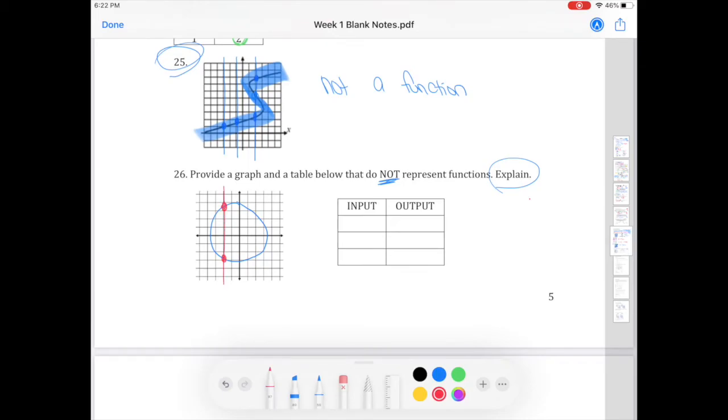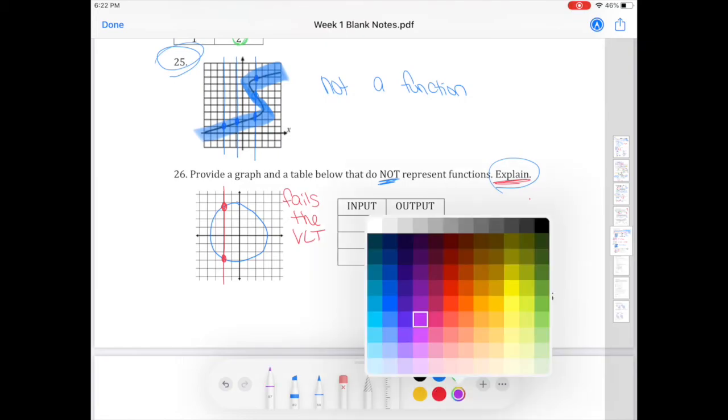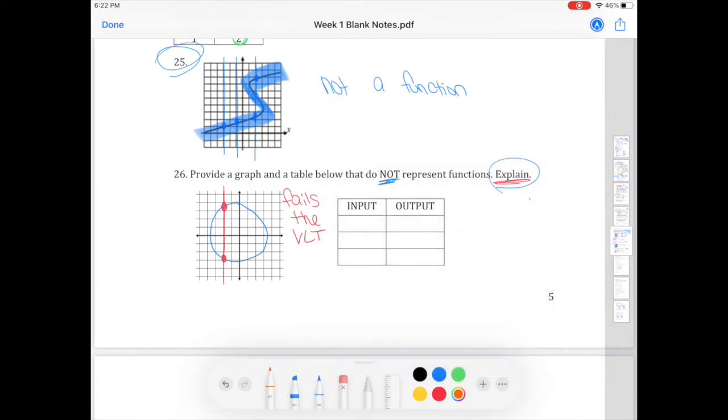My favorite example of not a function, and probably the easiest, is a circle. Because if you draw a vertical line through a circle, it's going to touch twice, therefore not a function. So to explain that, I'm just going to say it fails the vertical line test.